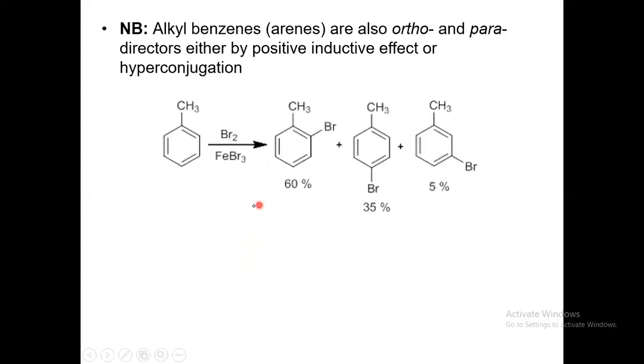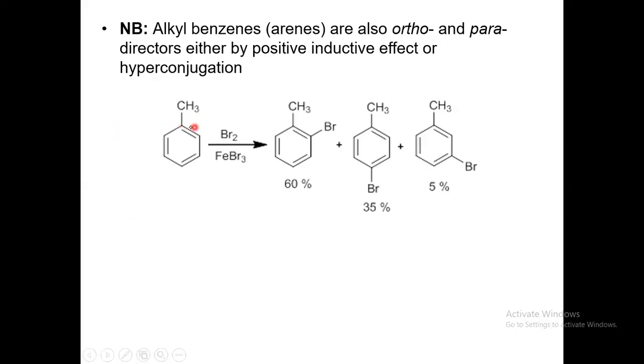Very simple. Good. Now, alkyl benzene, we are seeing the notes. Alkyl benzenes, that's alkyl groups on benzene or arenes, are also ortho-para directors. That's by positive inductive effect or hyperconjugation. Take note of these two words: positive inductive effect or hyperconjugation. Right. Good. Now, alkyl groups can also activate the ring. They activate by what we call electron showering or electron sharing. They push their electrons through the sigma bonds, right?